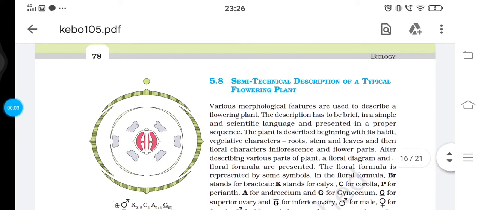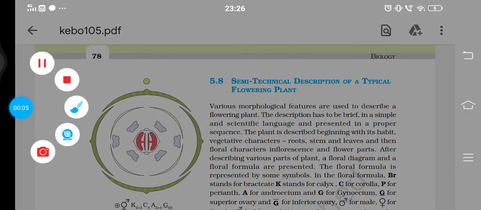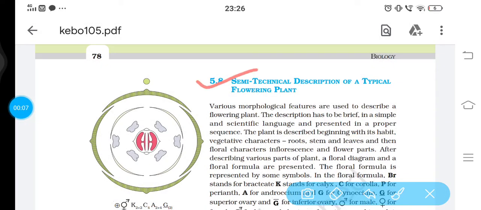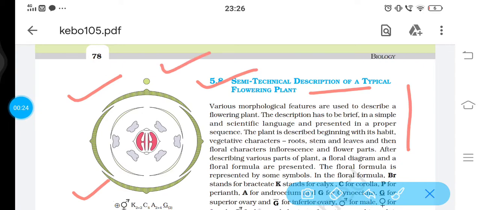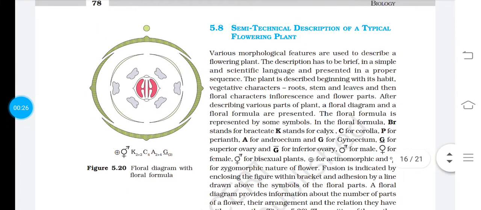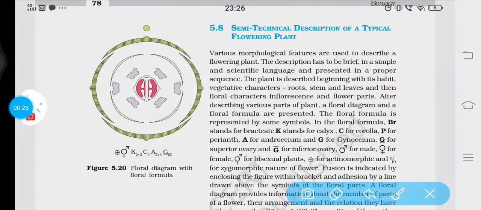A semi-technical description of a typical flowering plant. Like you are just studying any flowering plant and you want to write its information in the form of a certain diagram or with the help of a certain formula. That topic is explained here, because everything we cannot write, we can depict the various things with the help of a diagram also when we study any flowering plant on the basis of certain features.